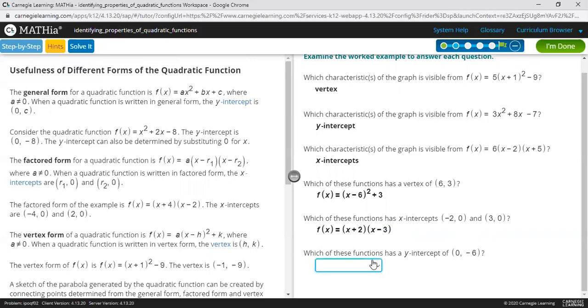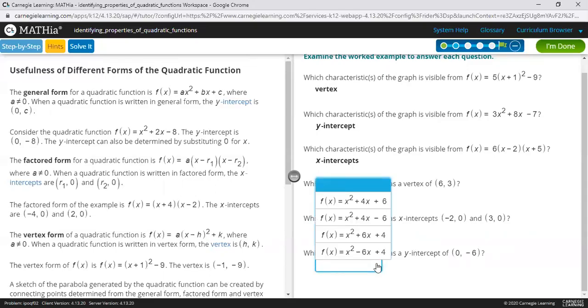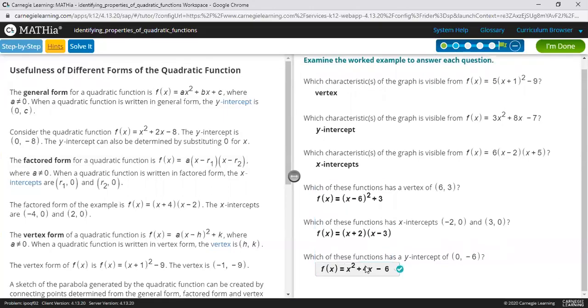Right? And then lastly, which one of these functions has a y-intercept of (0, -6)? And that's just going to be our c value of -6.